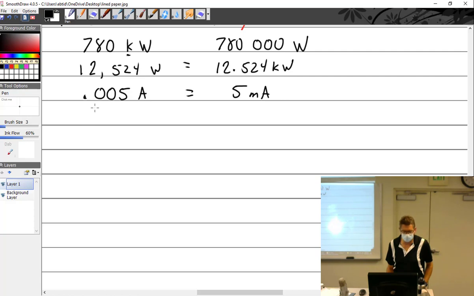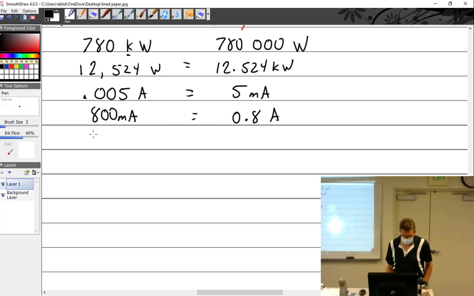So what is 800 milliamps? If I want to know that one in amps, so I've given it to you. How many amps is that? Okay, 1, 2, 3. That's 0.8 of an amp. 0.8 of an amp. All right.